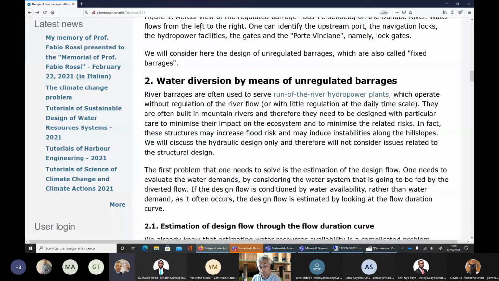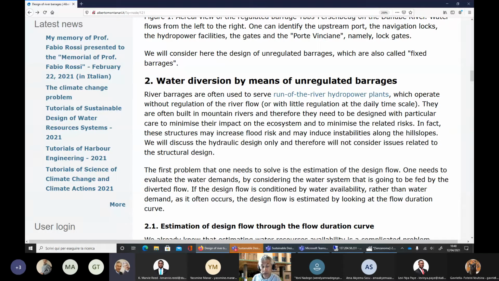And keep in mind that besides water diversion, unregulated barrages are also used for producing hydropower, and in particular for serving run-of-the-river hydropower plants. We already talked about what is the meaning of run-of-the-river. It's a hydropower plant that just uses the water that is flowing in the river without accumulation. And sometimes the barrages are conceived for multiple purposes, like, for instance, both hydropower production and water diversion.